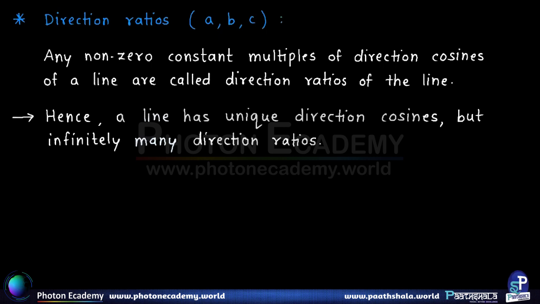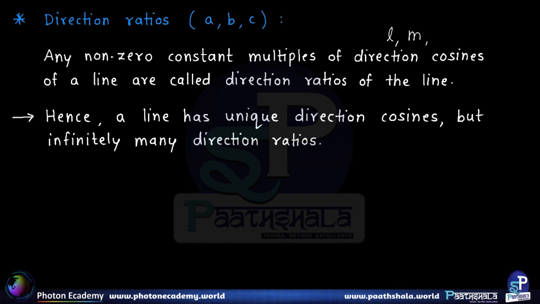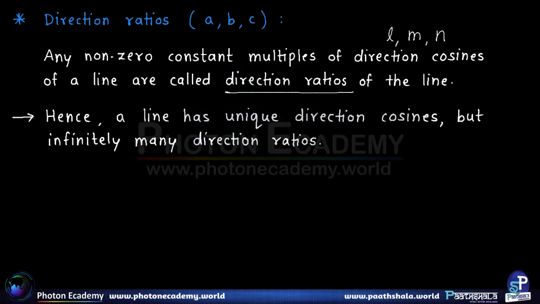So we know that direction cosines are denoted as L, M and N, correct? If we multiply L, M, N by a constant non-zero number, then whatever new set of three numbers we get, that is called the direction ratios of the line. So it is clear that we can multiply by any non-zero number. Therefore, as written next, a line has unique direction cosines but infinitely many direction ratios.